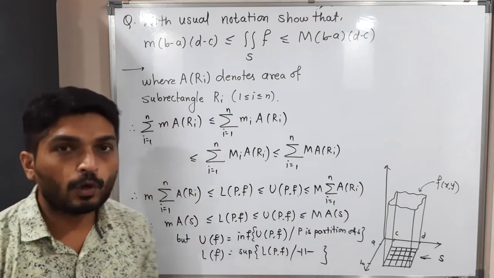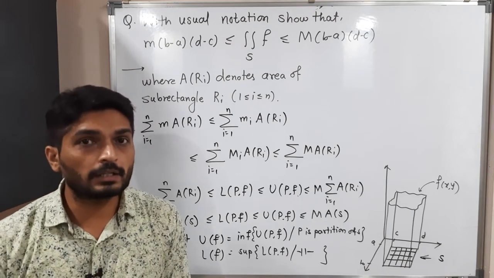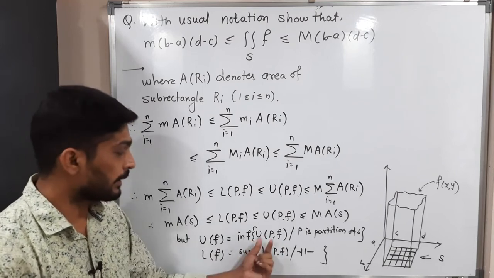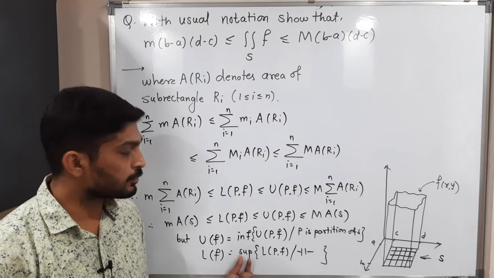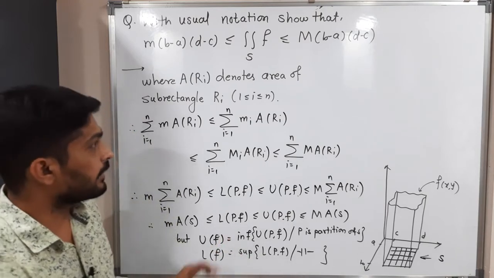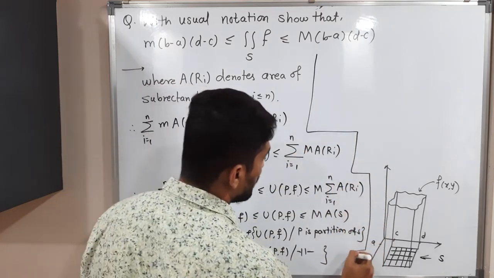So we can also call it the upper integral. We can also call it the lower integral. So you know that the upper integral is always the least value of the upper sum, and L(f), that means the lower integral, is the maximum or supremum value of the lower sum. Okay, this thing we have. So therefore definitely we can write, let me write. So we can use these definitions in our inequalities.